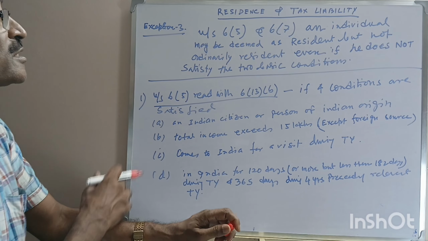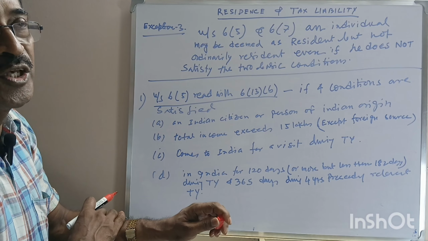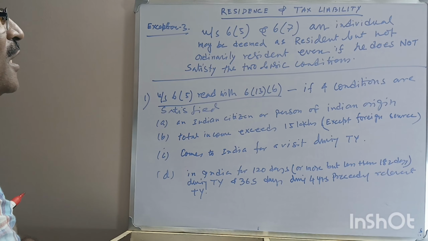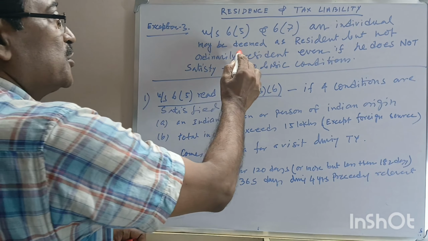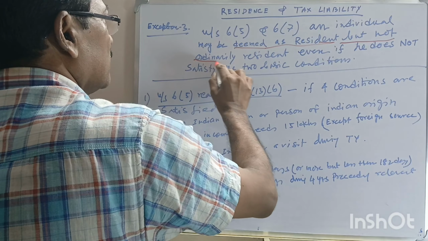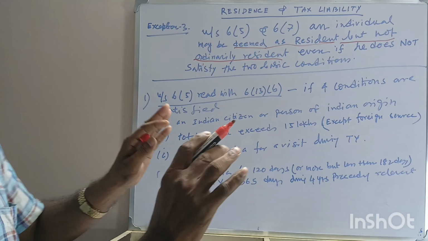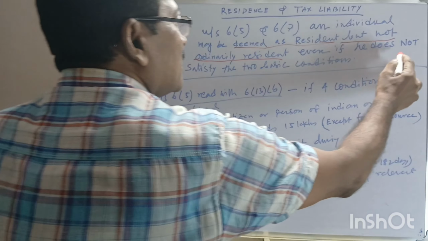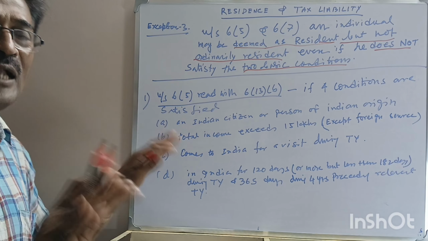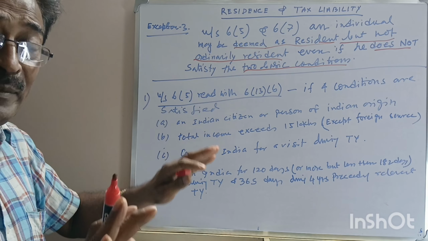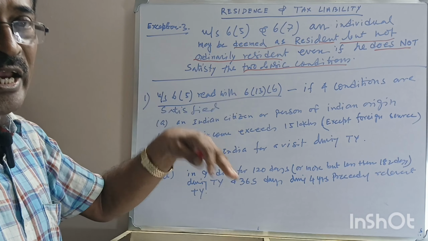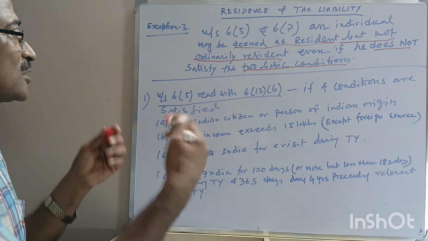In certain cases, under section 6 subsection 5 and under section 6 subsection 7, this is exception 3, an individual may be deemed as resident but not ordinarily resident, even if he doesn't satisfy the two basic conditions. Even if he fails to satisfy the two basic conditions, he may be treated as deemed resident, that is, resident but not ordinarily resident. What are the conditions?